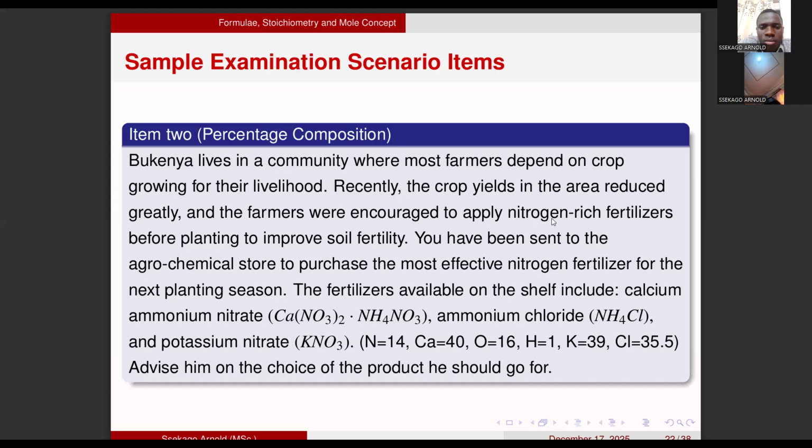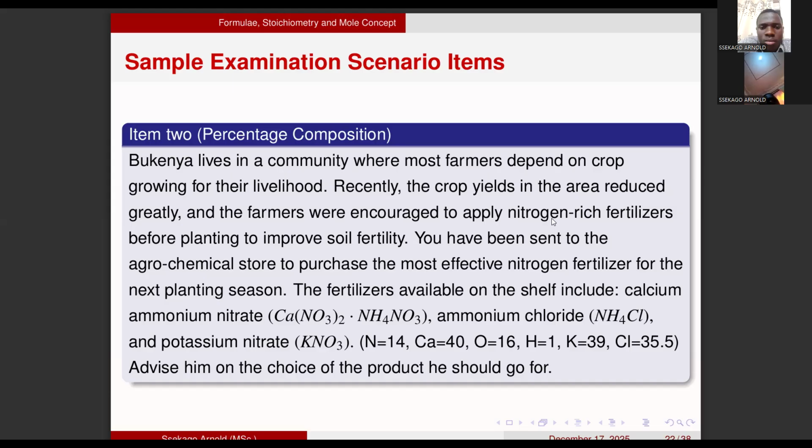So therefore, we are supposed to determine the percentage of nitrogen within the given fertilizers. Then the fertilizer that has the highest percentage of nitrogen is the one that Bukenya should go for. So still here we determine the percentage of nitrogen.